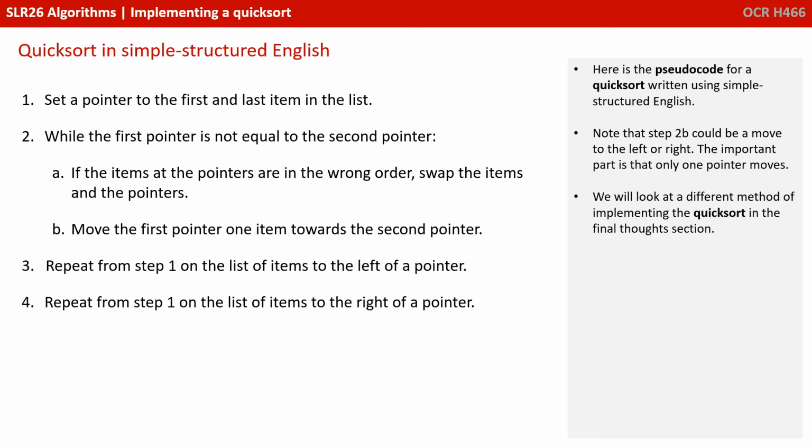So here's the pseudocode for a Quicksort, written using simple structured English. Now note that in step 2b, that could be a move to the left or a move to the right. The important part is that only one pointer moves. And we'll look at the different methods of implementing the Quicksort in the final thought section. Pause the video for a moment and just read through the steps of the simple structured English so you have a high level understanding before we proceed.